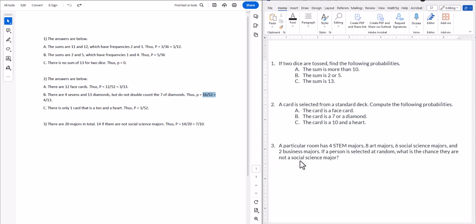And then it's asking for them not being a social science major. So that means we add up all the categories except the social science. So we add 4 plus 8, that's 12, plus 2 is 14. So 14 out of 20 reduces to 7 out of 10.